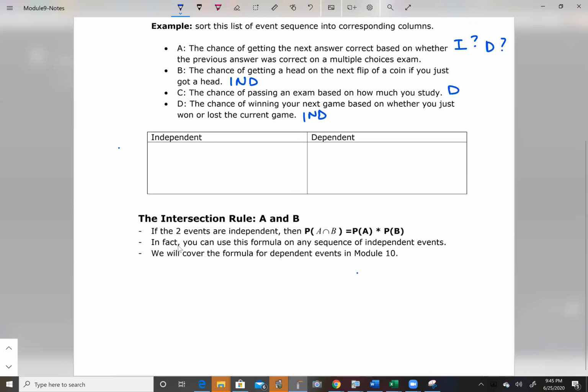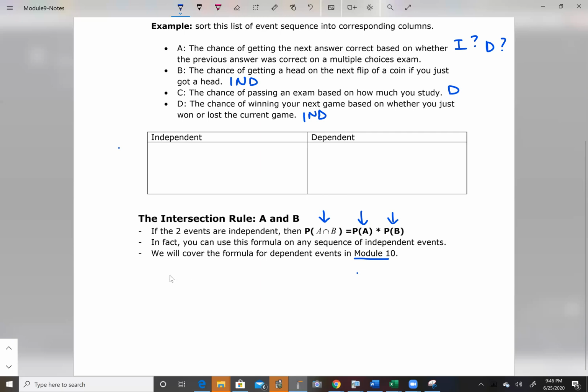So the intersection rule of A and B. This is where, I'm sorry, I might have said it before, we're only going to do the intersection rule of independent events, and then like it says down here in module 10, we'll talk about dependent events. If two events are independent, then for the probability, you just multiply those numbers together. In fact, you can use this formula in any sequence of independent events.